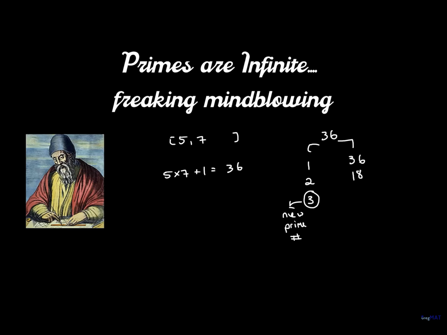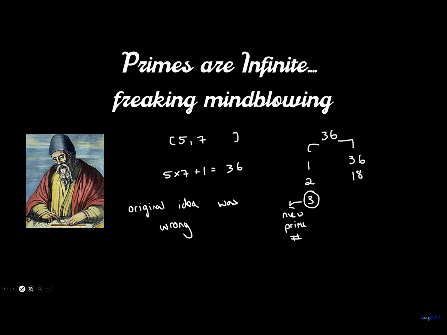So what Euclid did is he used what's called proof by contradiction. Basically, he said, okay, I imagined that the primes were not infinite, but then I found this contradiction. I found a new prime. So the only thing I can conclude is that my original idea was wrong. And remember, the original idea was the primes are not infinite.